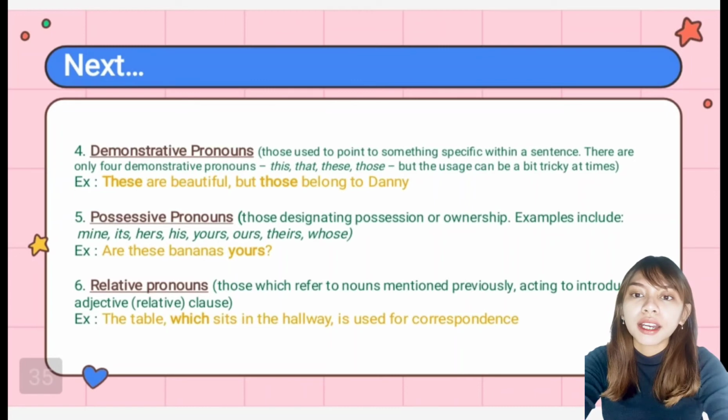And next, it is relative pronouns. Those which refer to nouns mentioned previously, acting to introduce an adjective relative clause. For the example: the table which sits in the hallway is used for correspondence. So the relative pronoun is which, and which is referred to the table, and it explains the table itself.